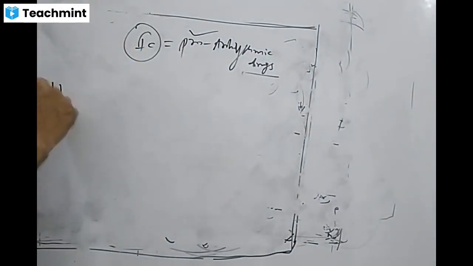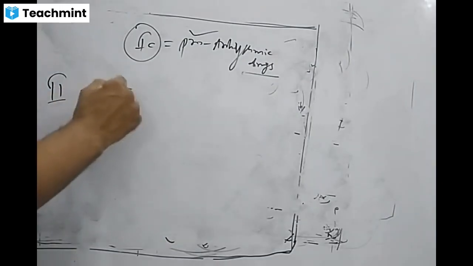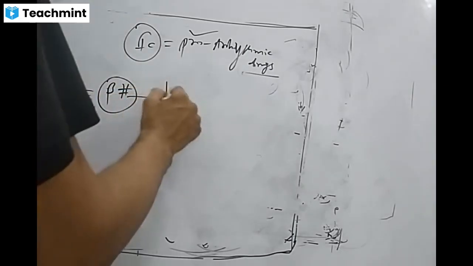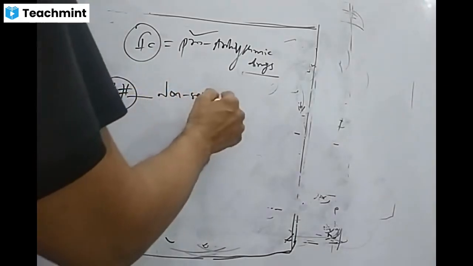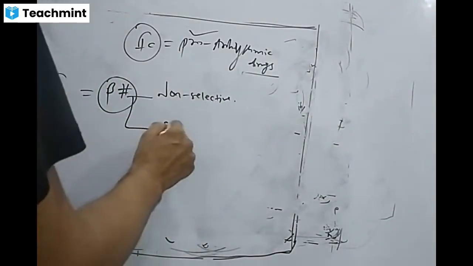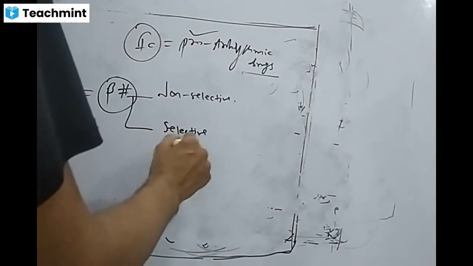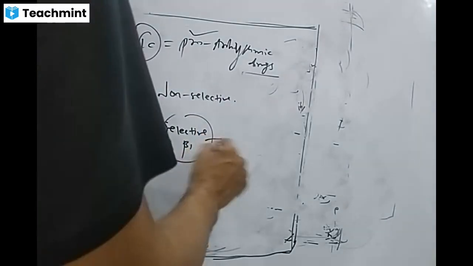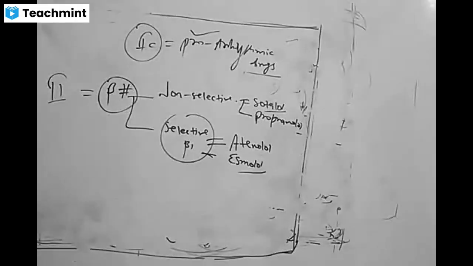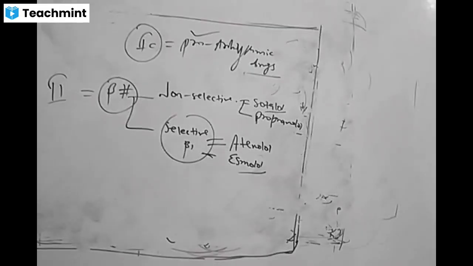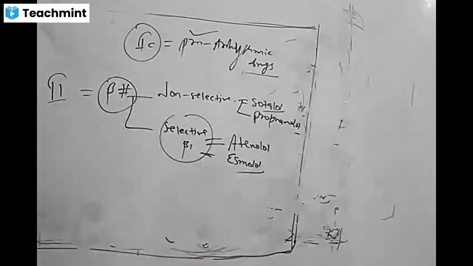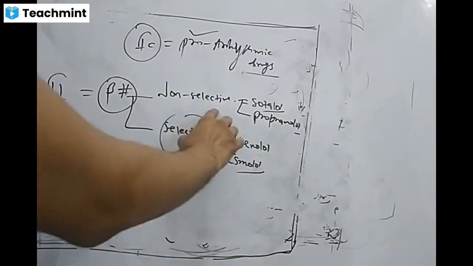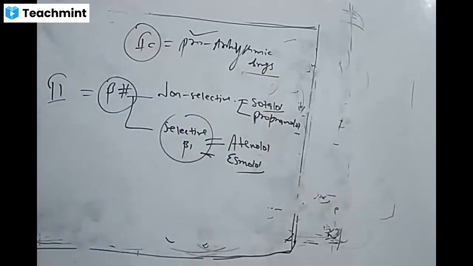Then class 2, they are beta blockers. They may be non-selective or selective beta 1 blockers. These drugs will decrease the arrhythmias by blocking the receptors, either only beta 1 or non-selectively all beta 1 and beta 2.